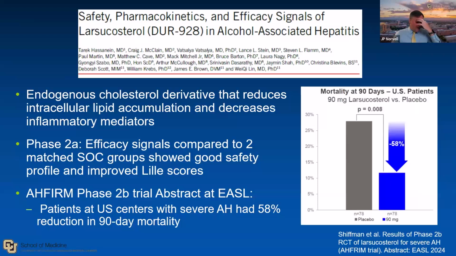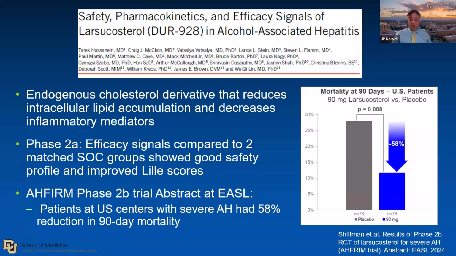So I think probably the most exciting thing on the horizon, which is still pretty far from common use and is not FDA approved, is the use of larsucosterol. So this is a phase 2A study that was published. Essentially, it's an endogenous cholesterol derivative in an IV form, administered in an IV, that reduces intracellular lipid accumulation in the liver and also decreases inflammatory mediators in the liver that's thought to have improvement in alcoholic hepatitis.